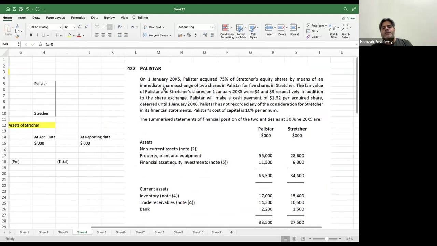On 1st January 2025, Plester acquired 75% of Stretcher's equity shares by means of an immediate share exchange of 2 shares in Plester for every 5 shares in Stretcher. The fair value of the Plester and the Stretcher shares on 1st January were $4 and $3 respectively. In addition to the share exchange, Plester will make a cash payment of $1.32 per acquired share, deferred until 1st January 20x6. Plester has not recorded any of the consideration for Stretcher in its financial statements, and Plester's cost of capital is 10%.